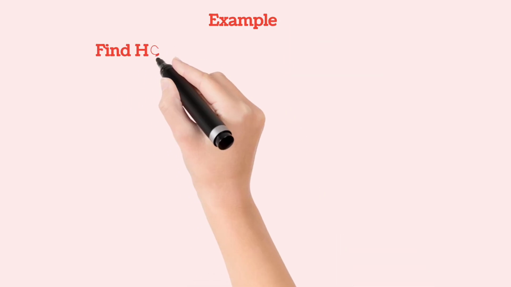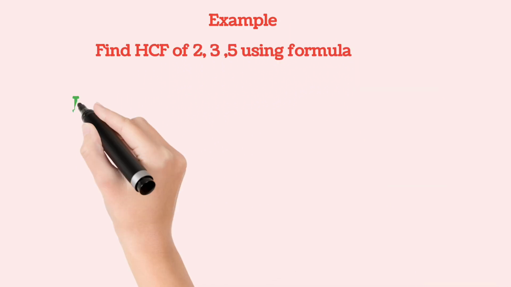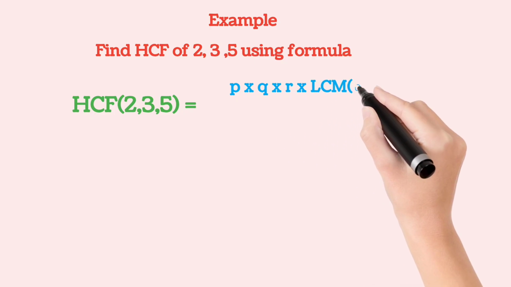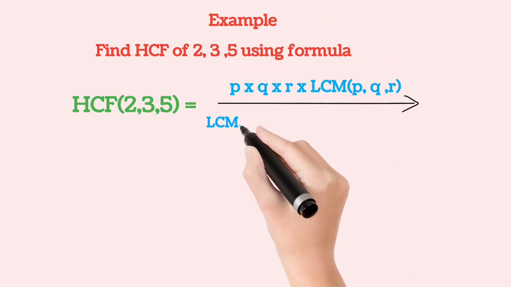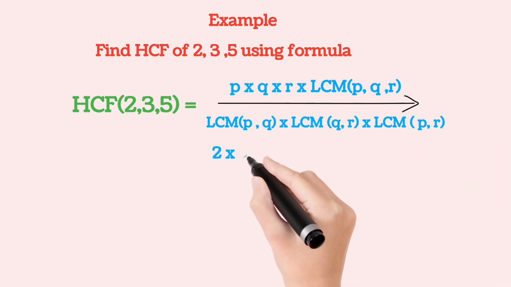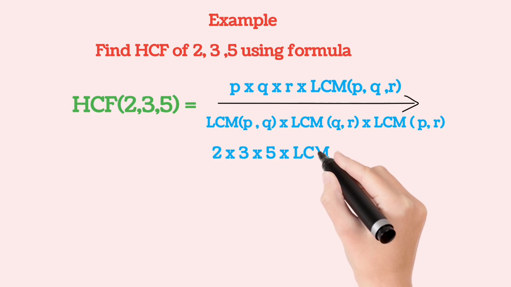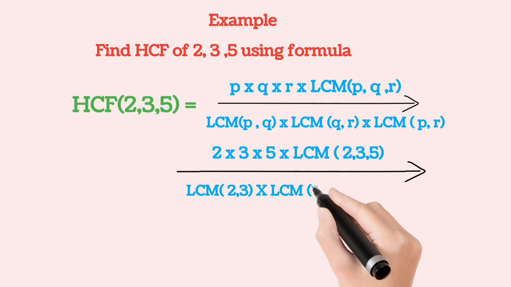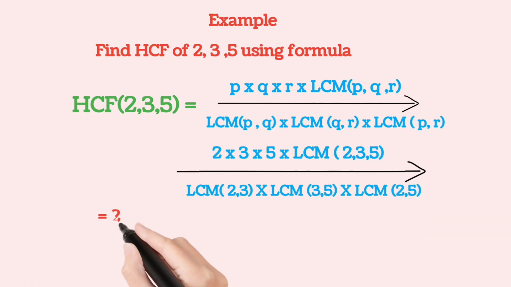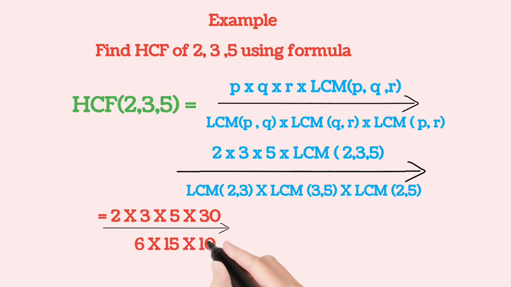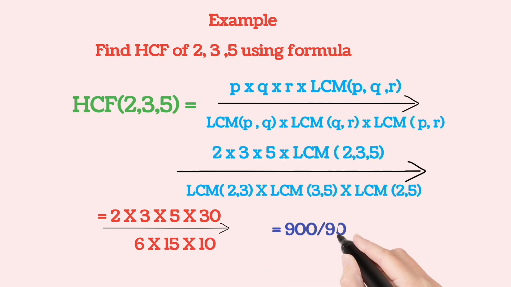Now we will see another example. Find HCF of 2, 3, 5 using the formula. Then HCF of 2, 3, 5 is equal to p into q into r into LCM of p, q, r divided by LCM of p, q into LCM of q, r into LCM of p, r. That will be 2 into 3 into 5 into LCM of 2, 3, 5, divided by LCM of 2, 3 into LCM of 3, 5 into LCM of 2, 5. That will be 2 into 3 into 5 into 30 divided by 6 into 15 into 10, that will be 900 divided by 900, that will be 1.